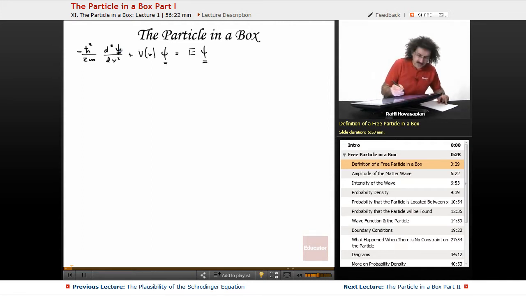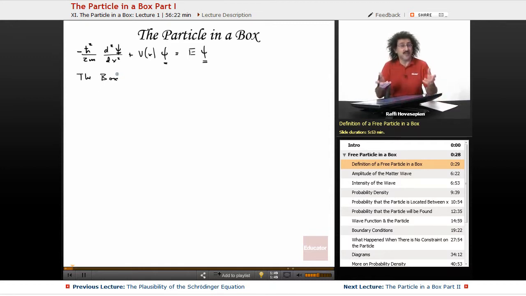Now, the box in this particle in a box, what we're talking about is the following. We're going to be dealing first with the particle in a box of one dimension. A box is exactly what you think it is. Think of a box, and if I drop a particle in there, it's going to be a three-dimensional box. Well, a two-dimensional box is just the plane, and it could be square, rectangular, whatever. A one-dimensional box is just an interval.